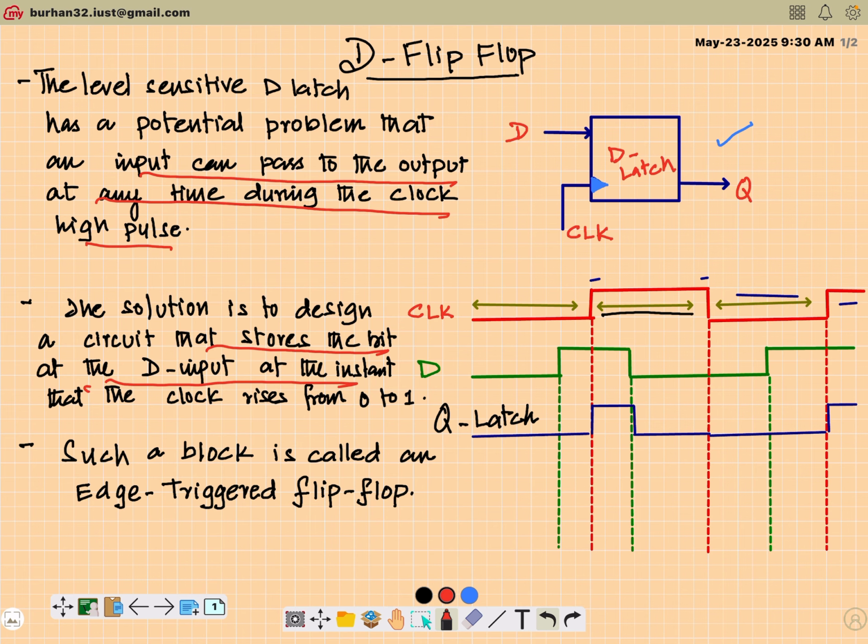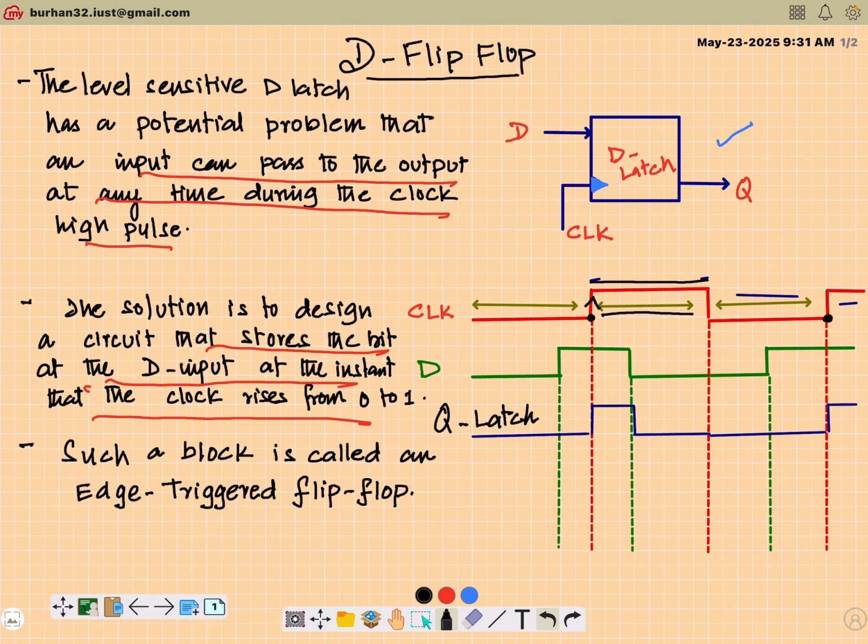Now the solution is to design a circuit, as I've written here, that stores the bit or the D input at the instant that the clock rises from 0 to 1. Now, this is something new. Earlier, we used to have level sensitivity. You had the entire high level of a clock at your disposal. Now, what we will be trying is to make our circuits react only to the positive edges. In other words, this is an edge. So earlier it had this entire span for reaction. Now I will try to make it react only at this particular point. Similarly, this particular point.